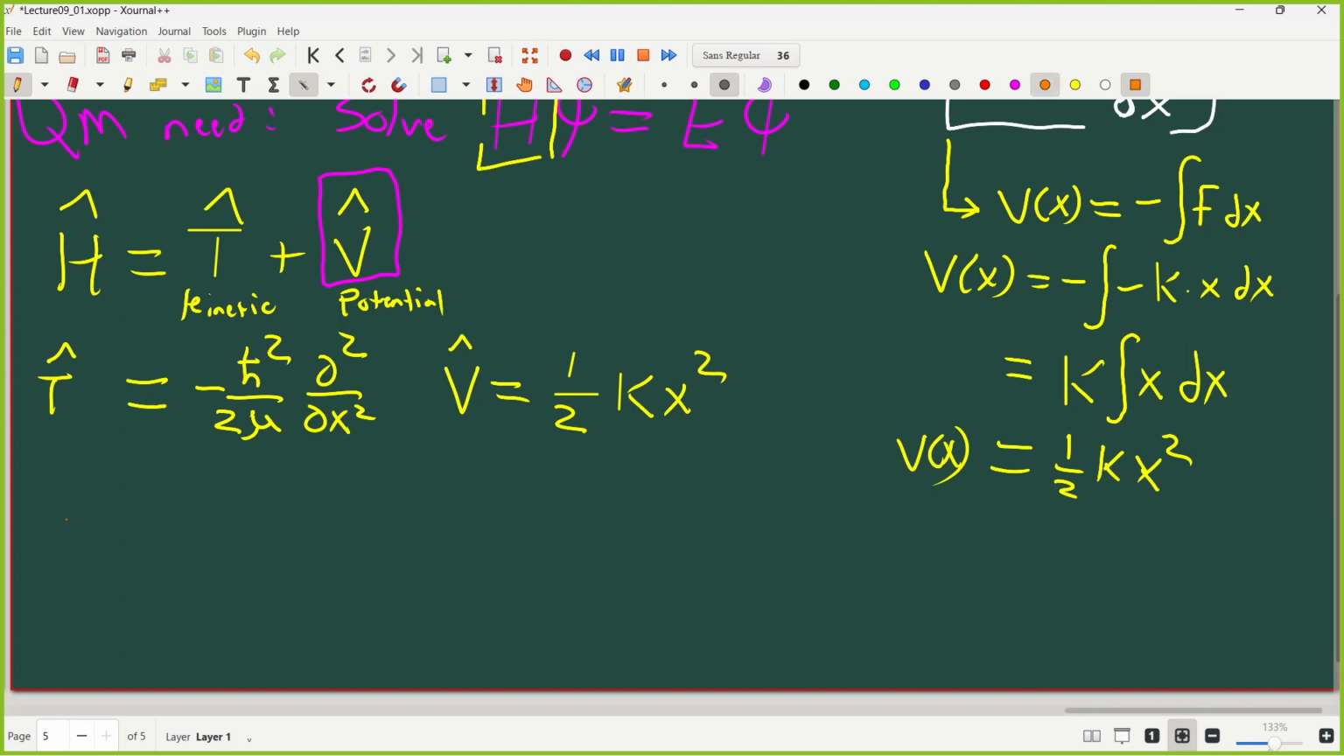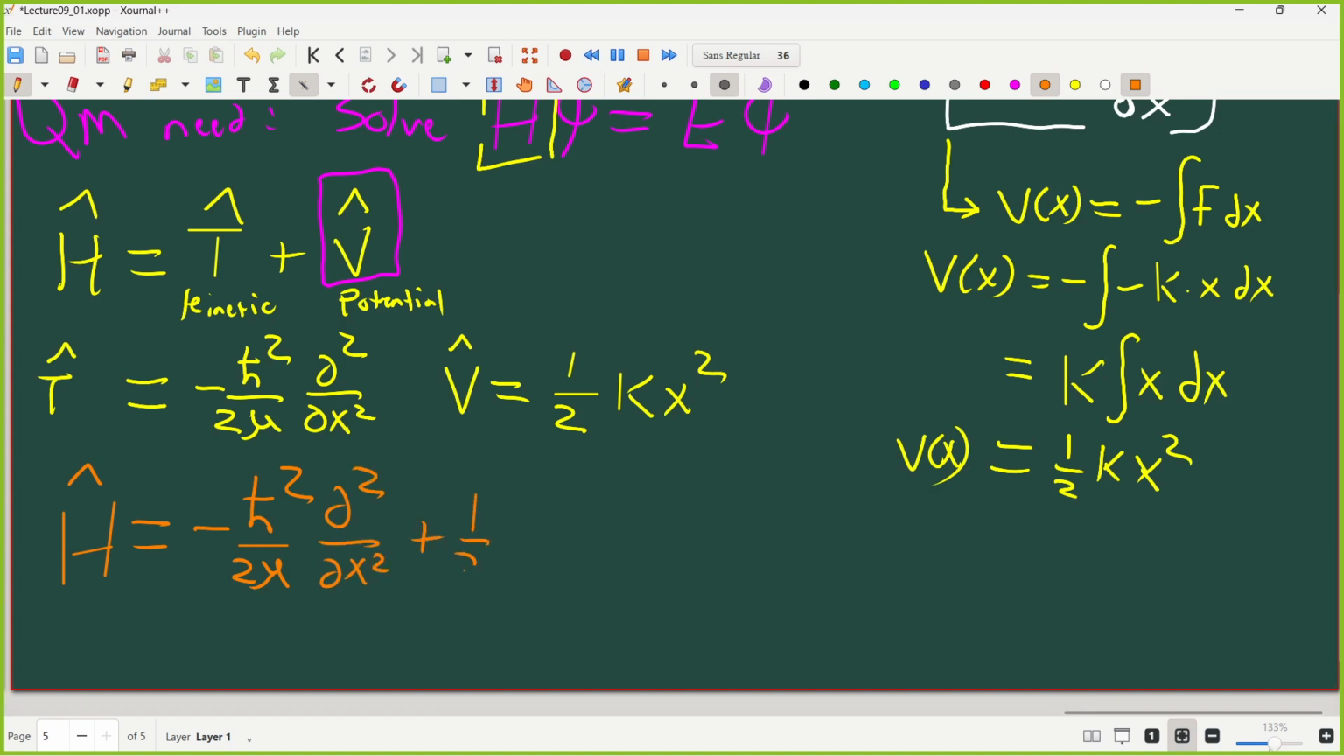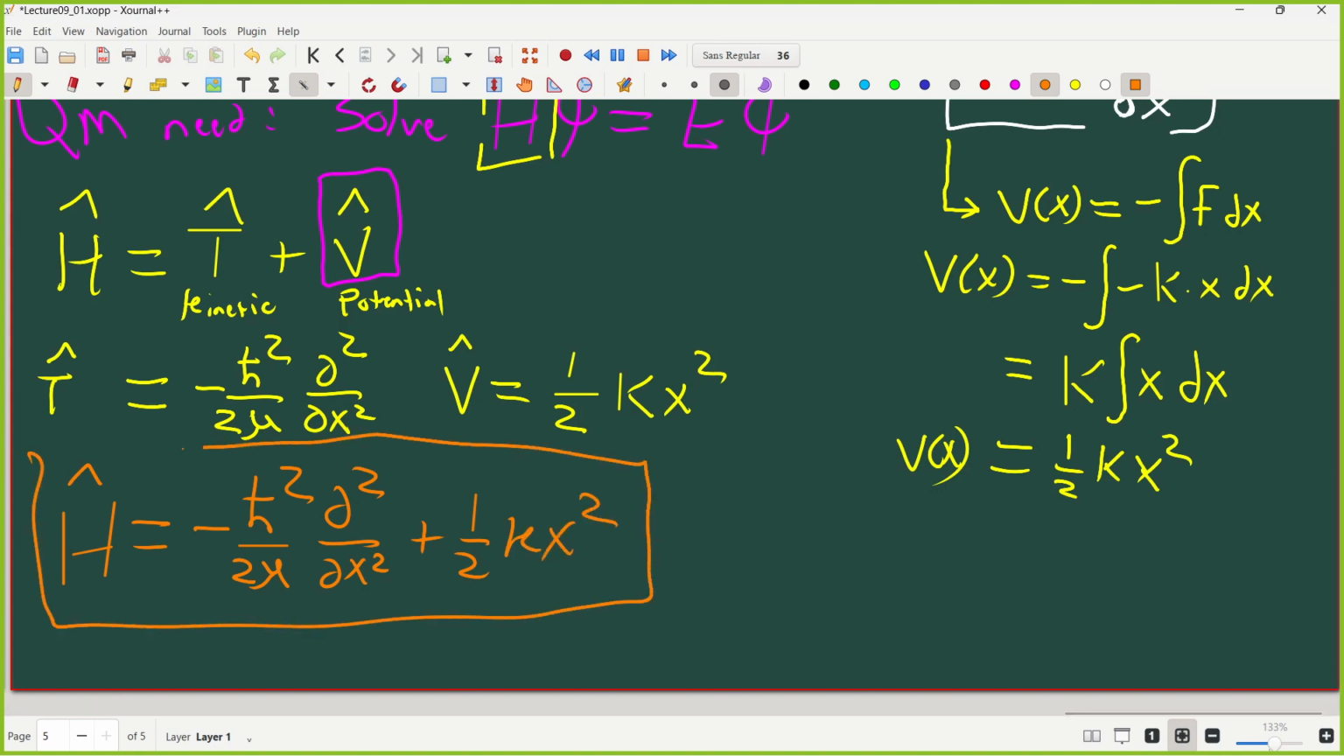So, put this all together. The Hamiltonian is our kinetic energy, minus h bar squared over 2 mu times the second derivative with respect to position, plus 1/2 kx squared. Now you can see the difference between the particle in the box and the harmonic oscillator. The kinetic energy is precisely the same. We're still treating it like a particle or a wave moving in space. That hasn't changed. But what's happened is the space in which the system is allowed to exist.